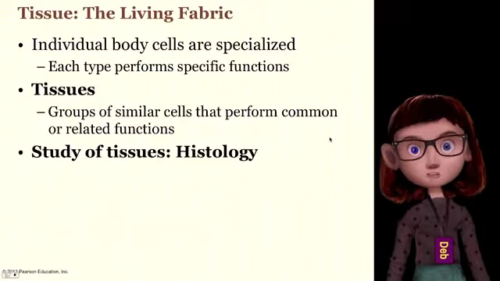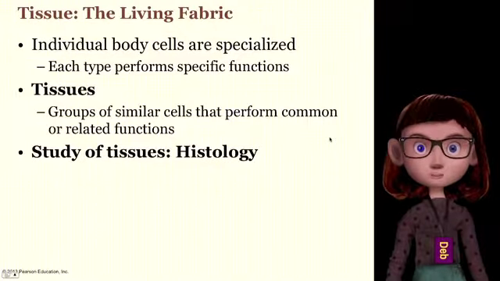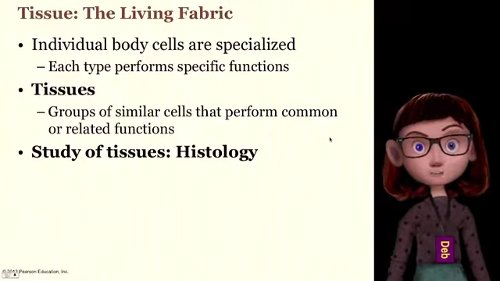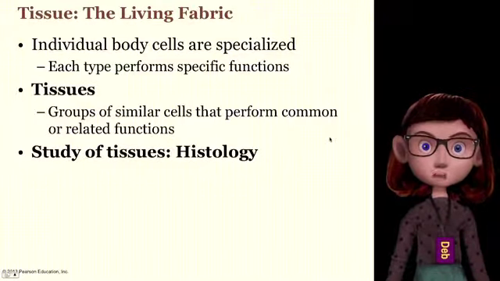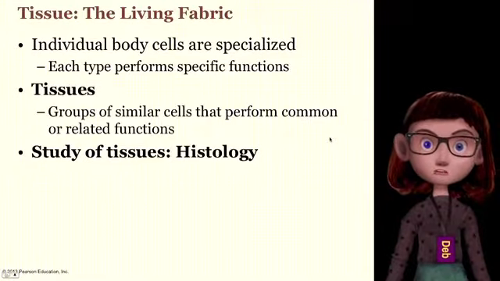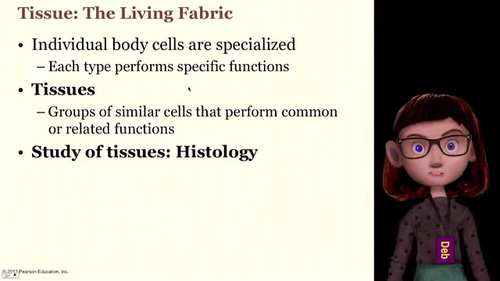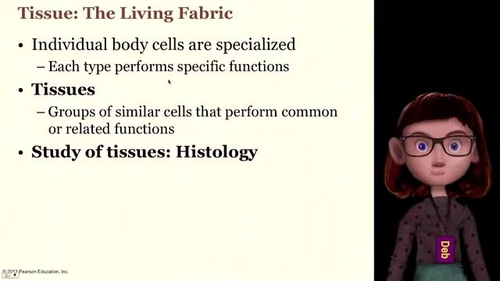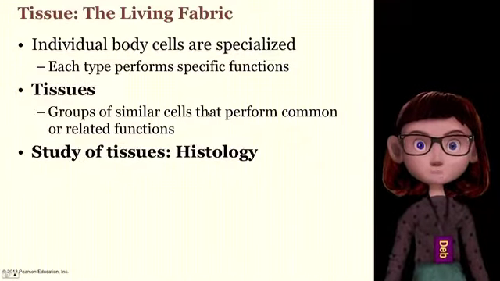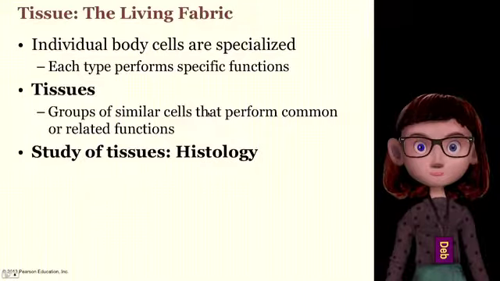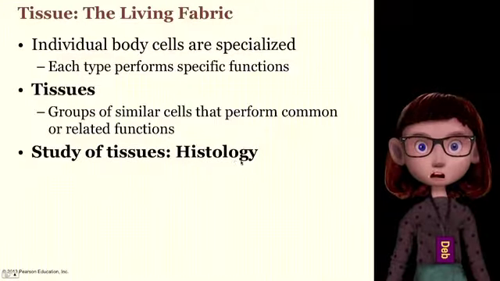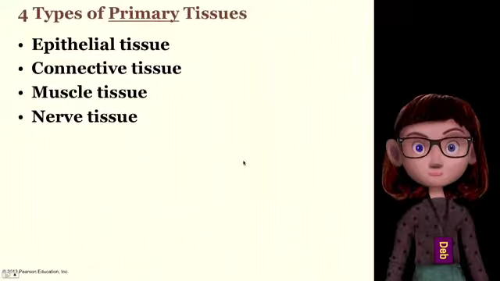Tissue is considered the living fabric because it's made out of specialized body cells. If you'll remember that we have literally trillions of living body cells that make up our body. And these cells are specialized, which means that each type of cell performs a specific function. Tissues are groups of similar cells that perform common or related functions, and the study of tissues is called histology.